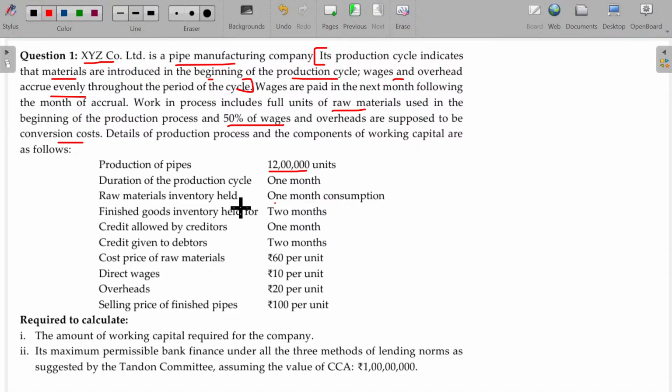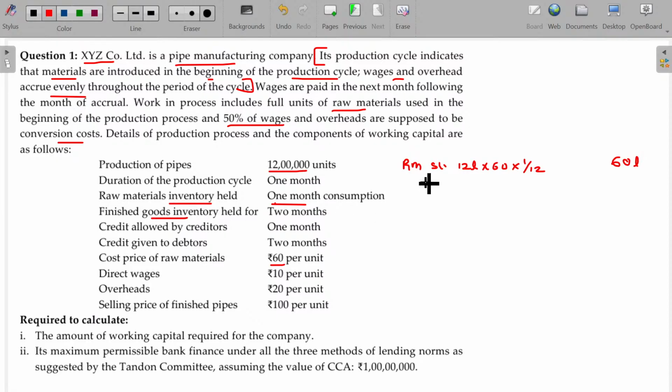Now come on, find out that. What about the raw material stock? Raw material stock: how much? 1 month consumption. Cost of raw materials is 60 per unit. So 12 lakh units into 60 rupees, multiplied by how many months the raw materials are held? 1 month, into 1 by 12. 60 lakhs.